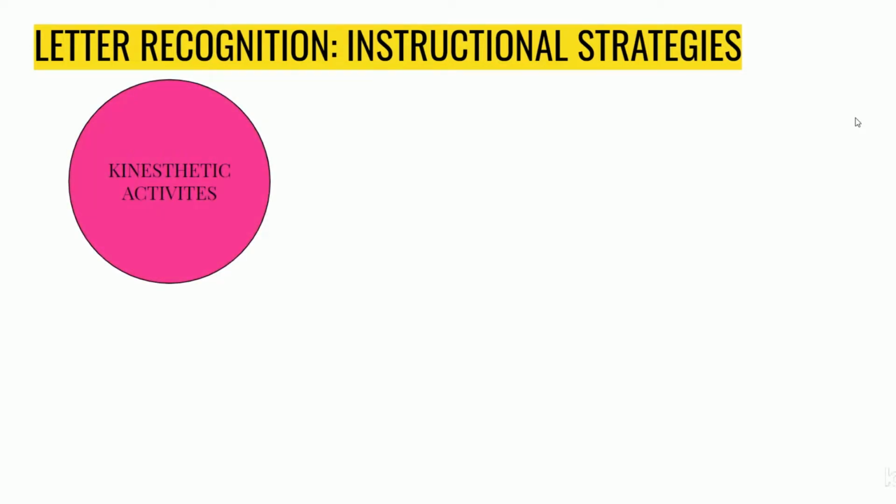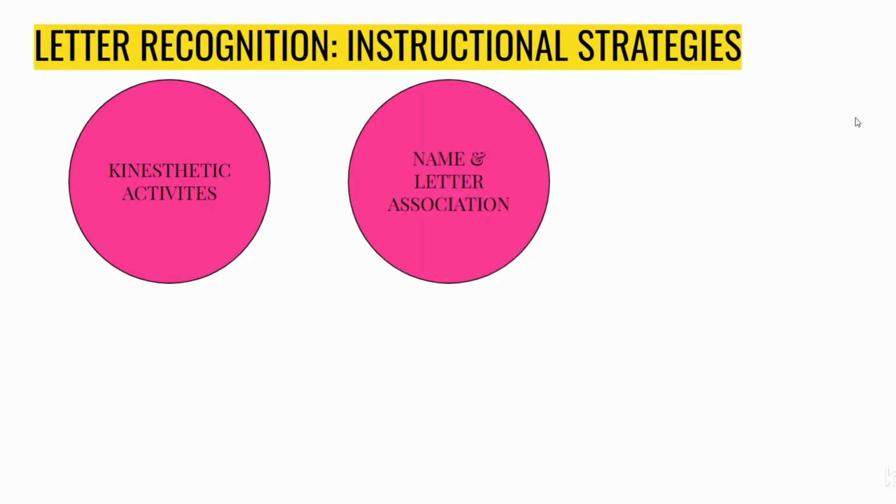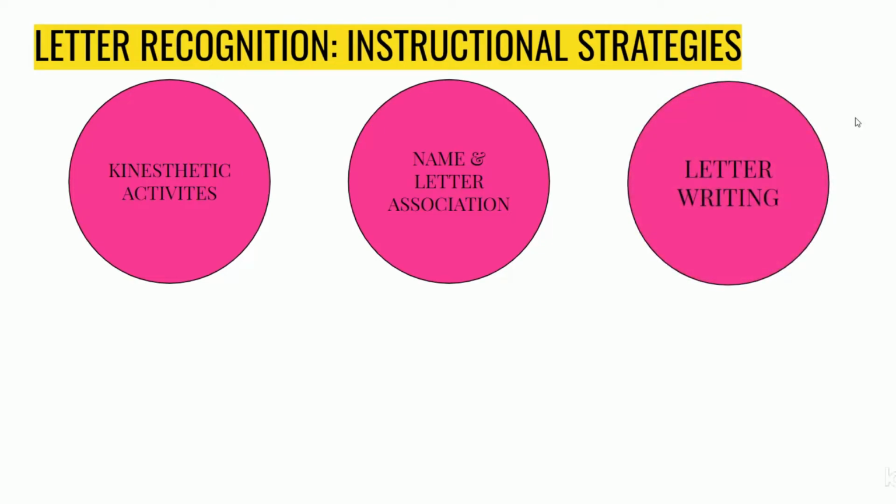Now let's look at some instructional strategies that we can use to help teach letter recognition. First, we have kinesthetic activities. These activities can include having students write letters in the air or even using clay to create letters. Then we have name and letter association. This includes activities that involve promoting students to associate objects with letters. So, for example, you can have students go on a scavenger hunt in the classroom and locate objects starting with, let's say, the letter C. Next, we have letter writing. So the simple act of having students write the letters while saying their name is just a great way to reinforce letter recognition as well.